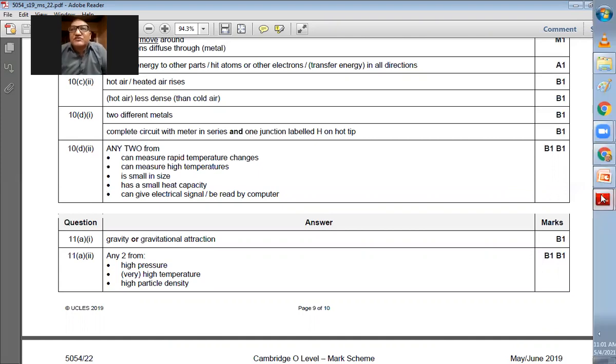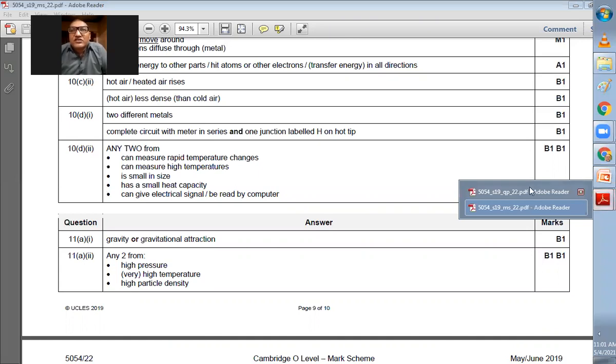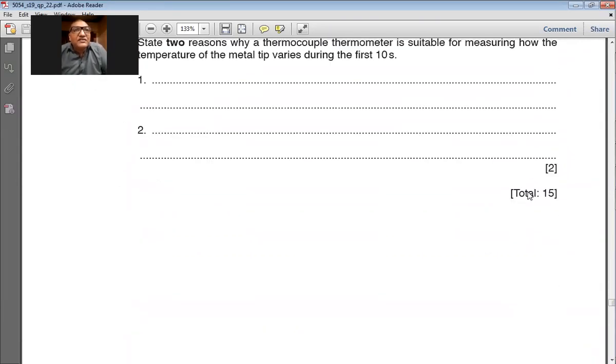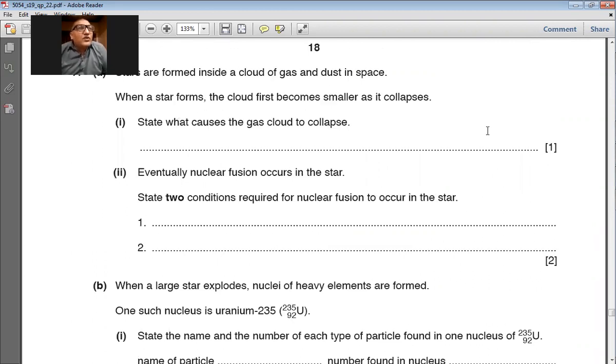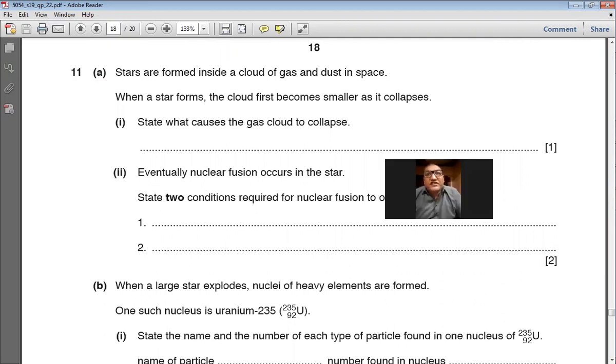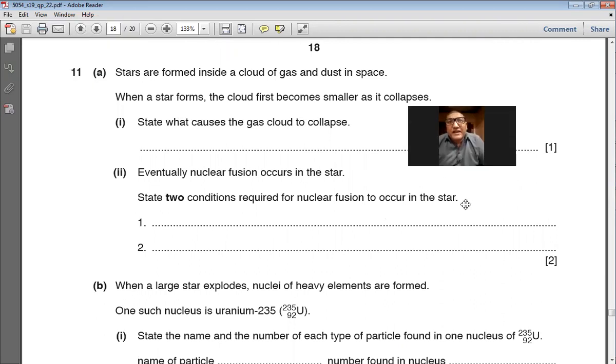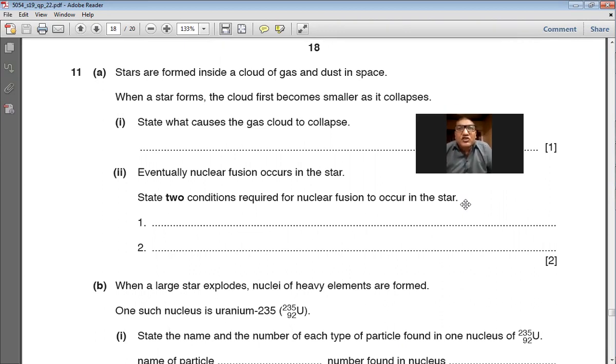Let's move to the next part. The next question is question number 11. Today we are doing the May-June 2019 paper 2-2. This paper is a zone 2 paper, and it's a theory paper. In this session, we are only attempting section B of this paper. So the next question on your screen.